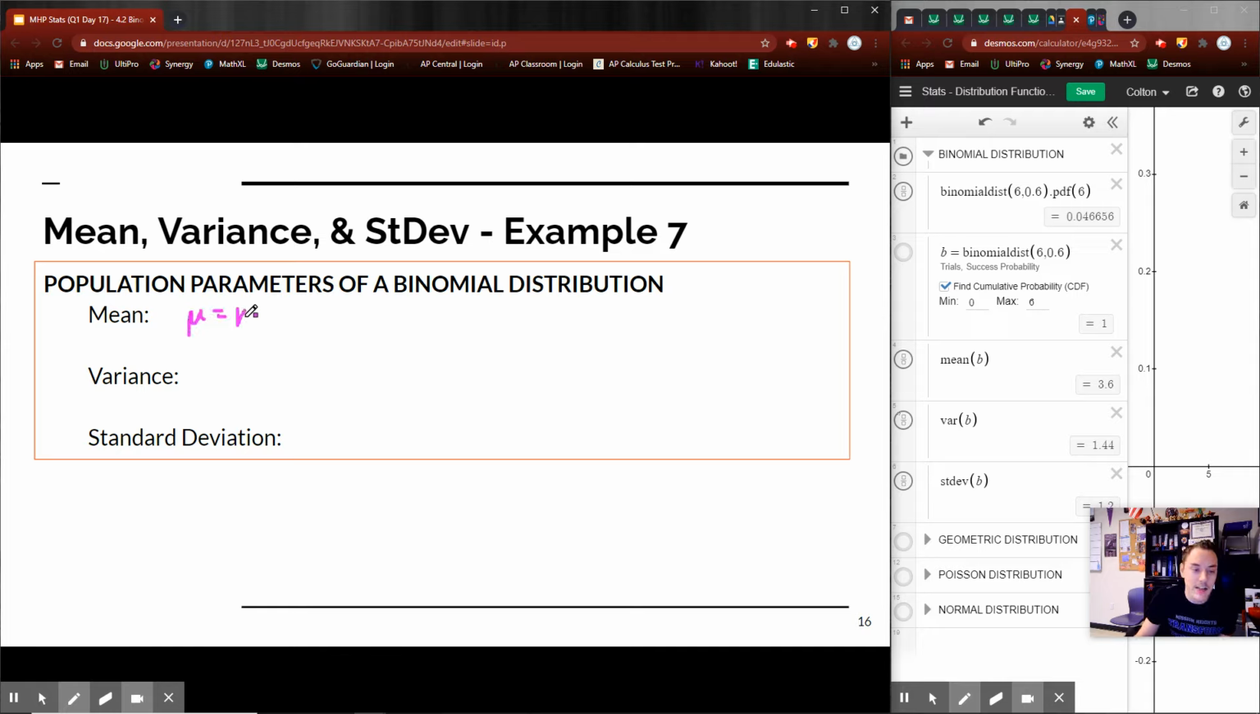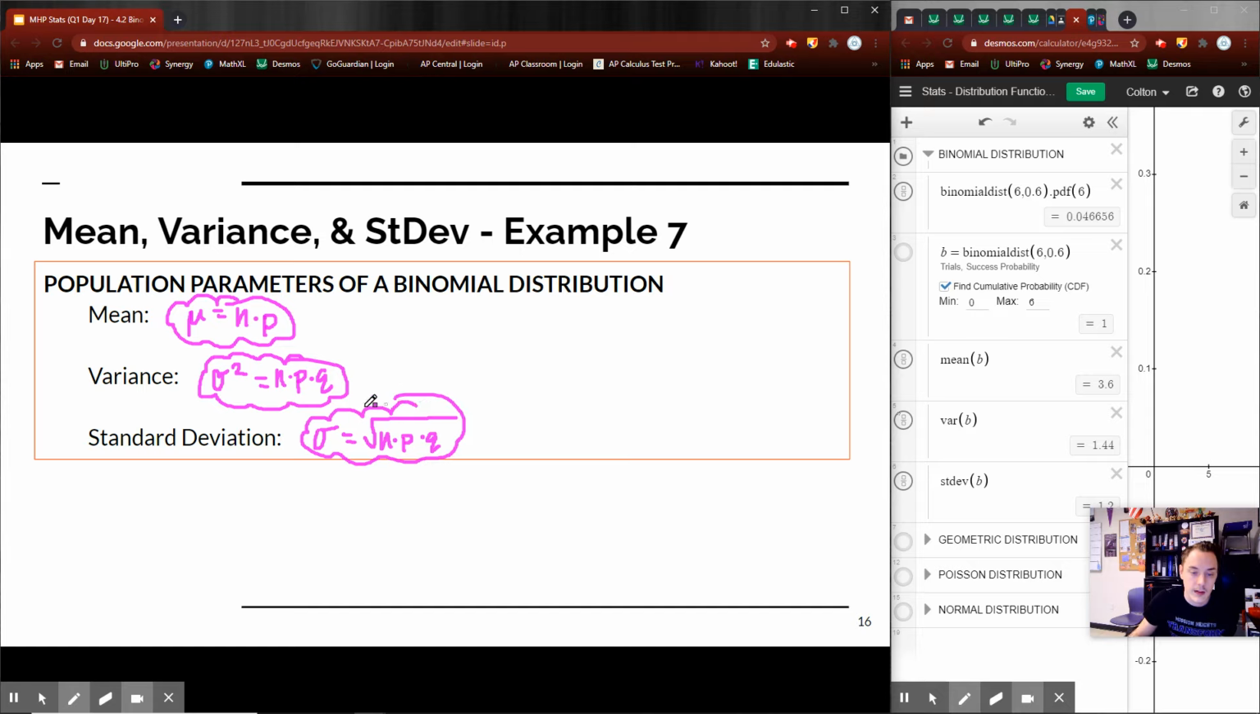Your mean is literally just your n times your p. Okay, very short formula. You can definitely do that just straight up out of the market. Variance is sigma squared, that's what that symbol is, sigma squared, and then n times p times q. And then your standard deviation is literally the exact same thing, but it's the square root of n times p times q. Awesome. So that's all it is.